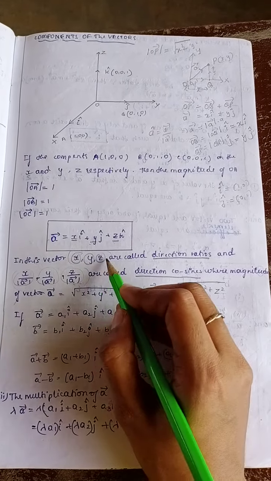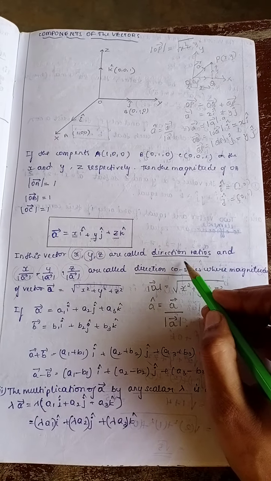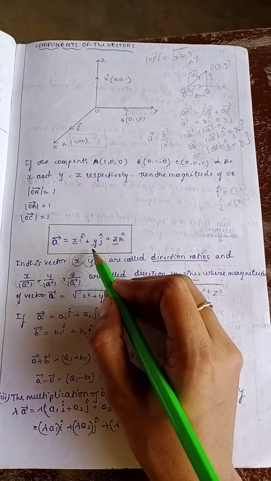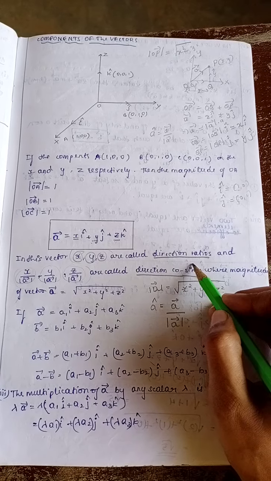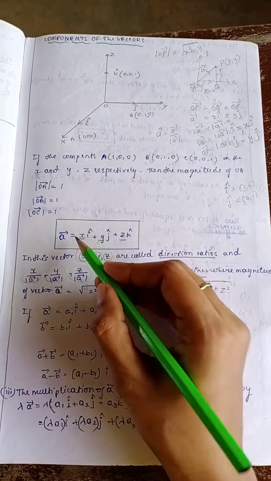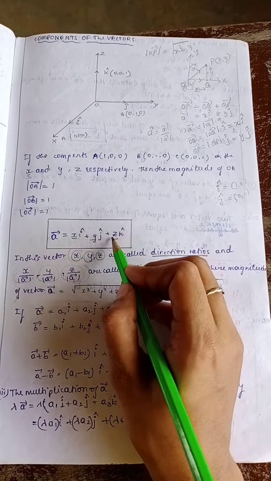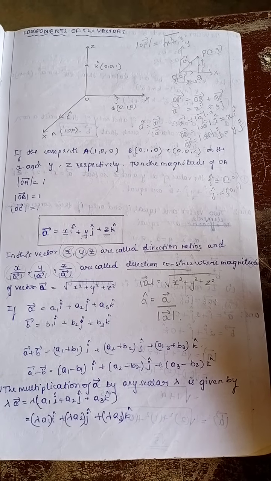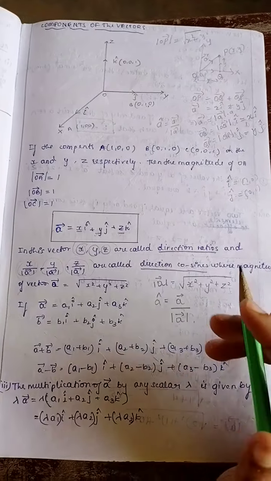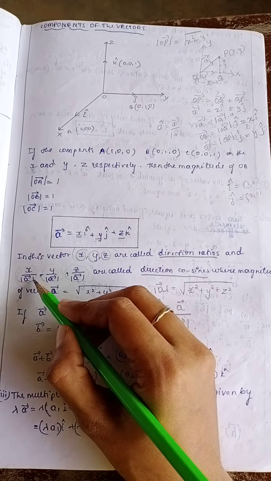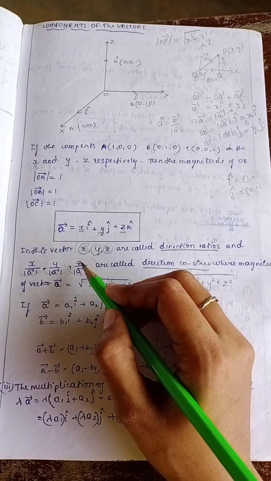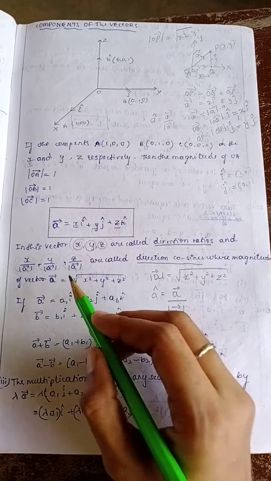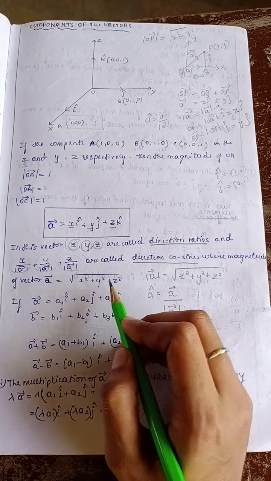Here these coordinates are called the directional ratios, or also the scalar components. Understood? Here x, y, z are called directional ratios or scalar components, and x into i cap, y into j cap and z into k cap are called vector components. And also x by modulus of vector A, y by modulus of vector A and z by modulus of vector A are called the directional cosines, where the magnitude of vector A is equal to square root of x square plus y square plus z square.